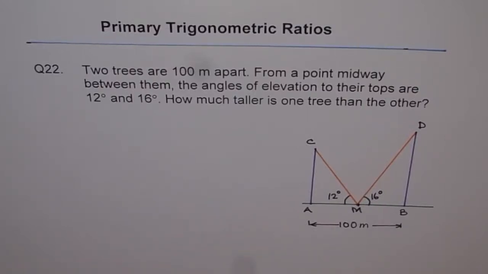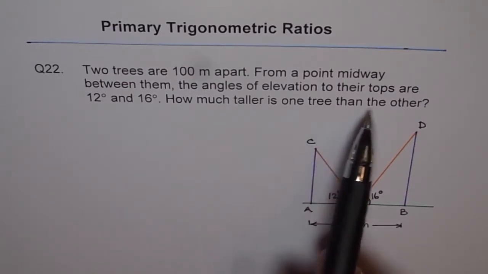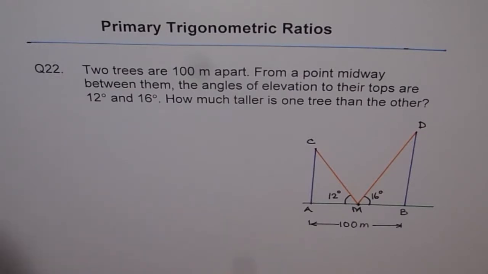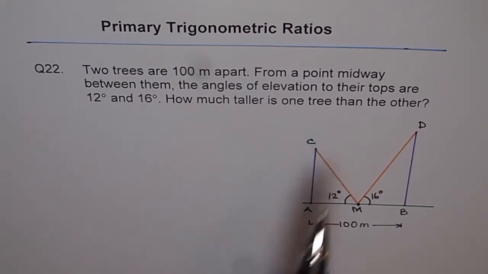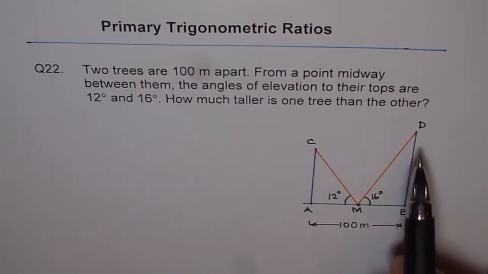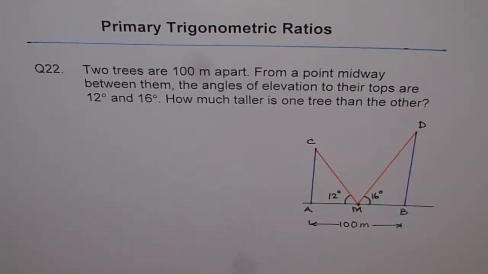Here is another application of primary trigonometric ratios, question 22. Two trees are 100 meters apart. From a midpoint between them, the angles of elevation to their tops are 12 degrees and 16 degrees. How much taller is one tree than the other? That means we need to find the difference of height of the two trees.